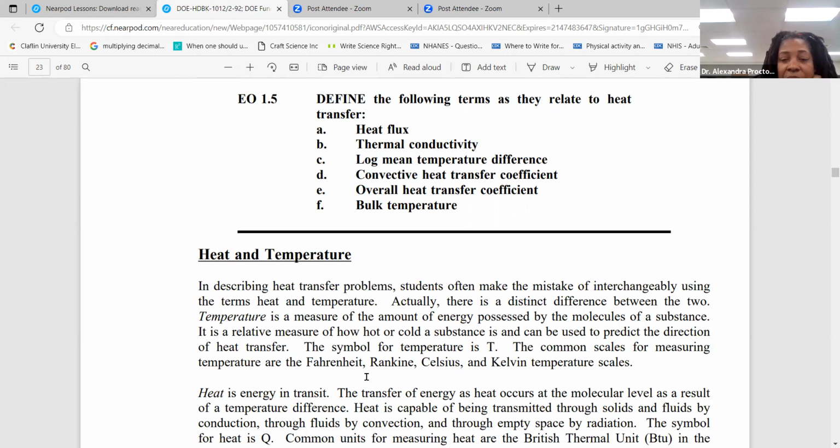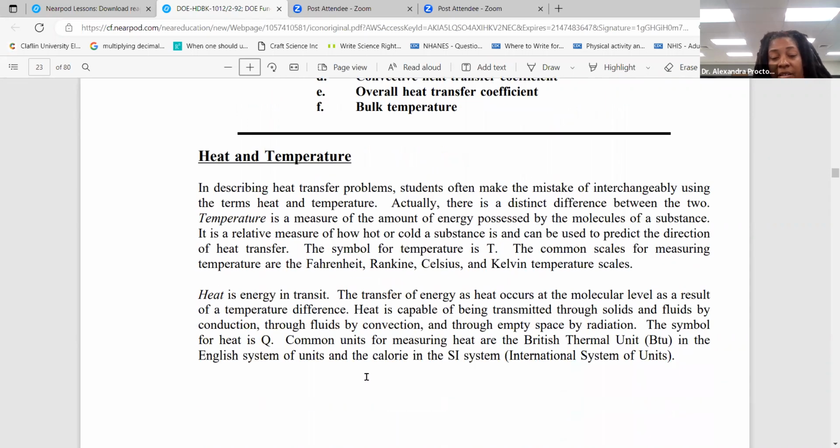Temperature is a measure of the amount of energy possessed by molecules of a substance, and is a relative measure of how hot or cold a substance is, and it can be used to predict the direction of heat transfer. The symbol for temperature is T, and the common scales used for measuring temperature are Fahrenheit, Rankine, Celsius, and Kelvin scales.